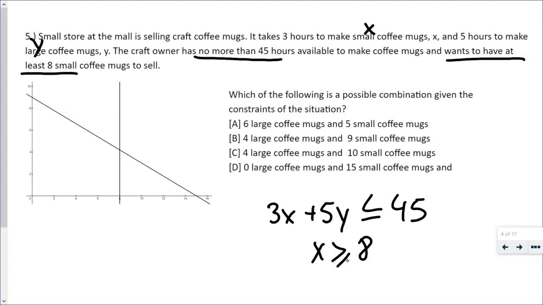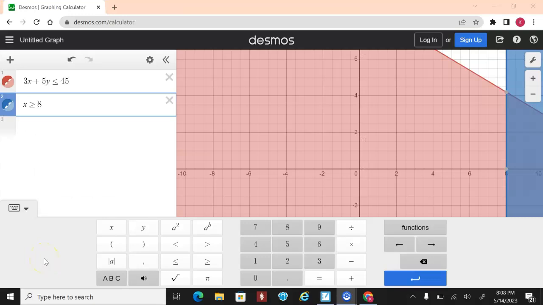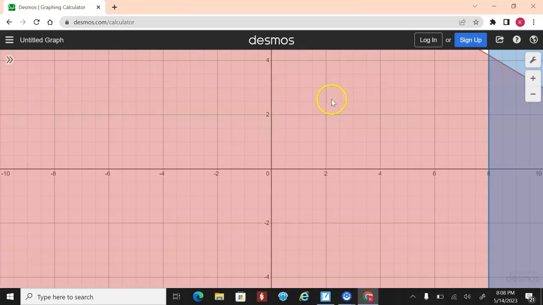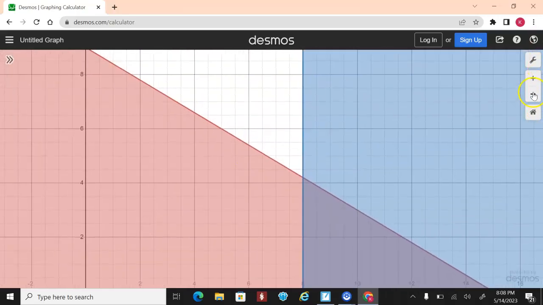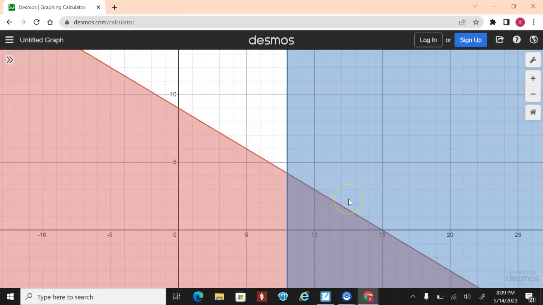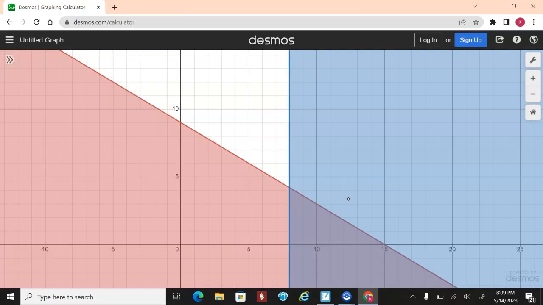So now let me set up the inequalities very quick. All right, so I'll put both of these functions in Desmos. 3x plus 5y is less than or equal to 45, and x is greater than or equal to 8. And as you guys can see right here, let me zoom it out a little bit, it shows you both of the inequalities, okay? So this is represented by the red shaded area. It's represented by 3x plus 5y is less than or equal to 45, and then the blue area is represented by x is greater than or equal to 8, okay?